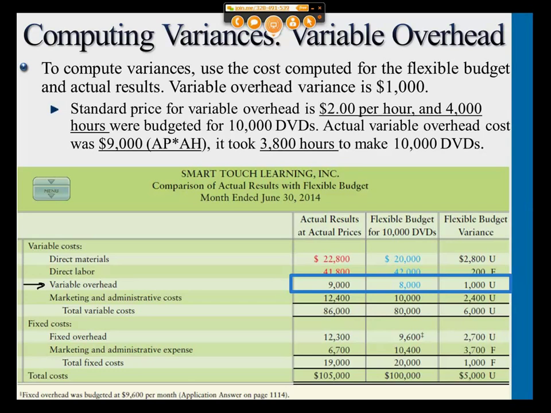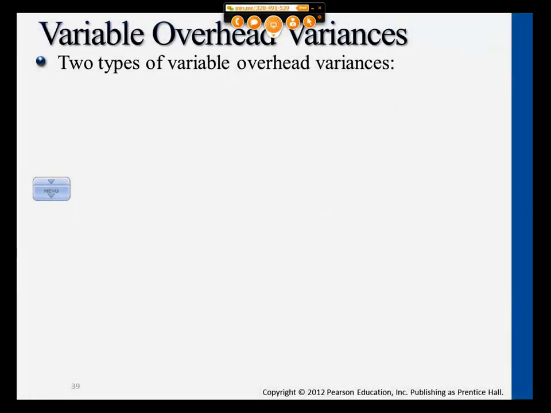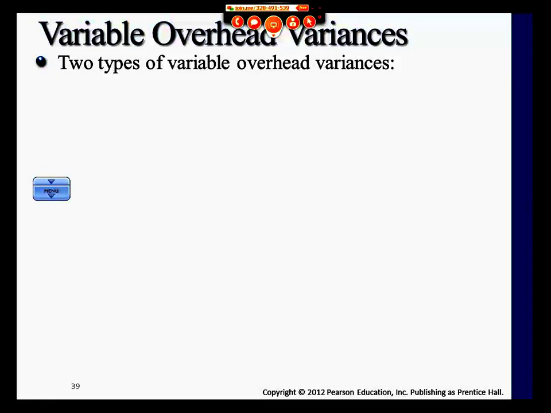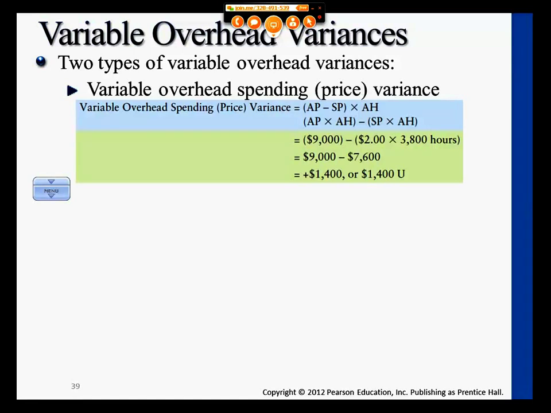Okay, so let's look at the variable overhead variances just a little closer. There are two types of those variances. The first one is the variable overhead spending or price variance, and the second one is the efficiency variance. We'll look at it in a second. Let's just figure out how we calculate our variable overhead spending price variance.